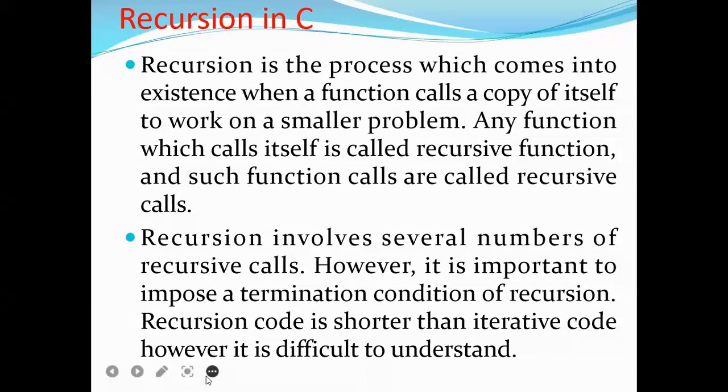Any function which calls itself is called a recursive function, and such function calls are called recursive calls. We'll go through an example, then we'll come to know what is meant by this. A function which calls itself is called recursion. Just calling a function itself, nothing more than recursion. Recursion invokes several recursive calls. However, it is important to impose a termination condition for recursion.